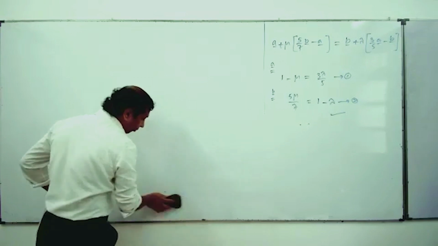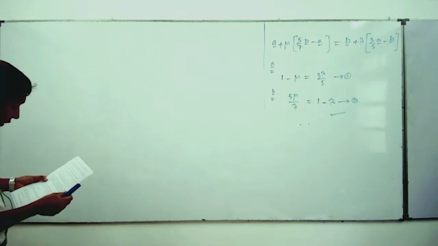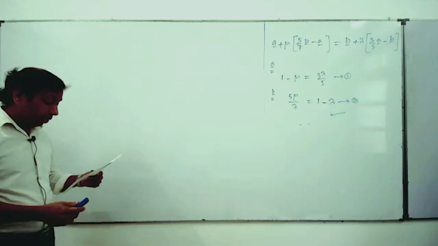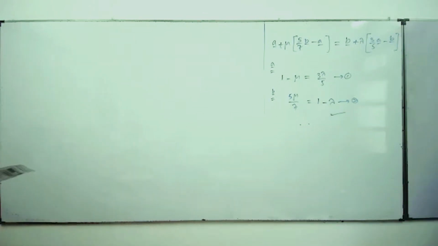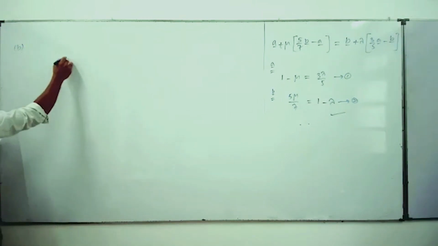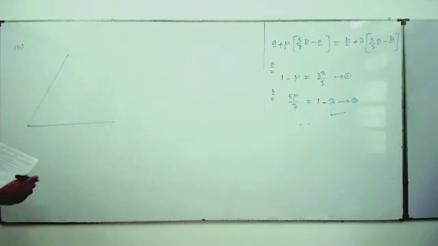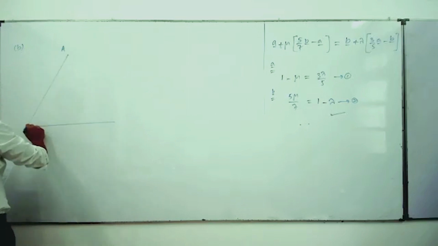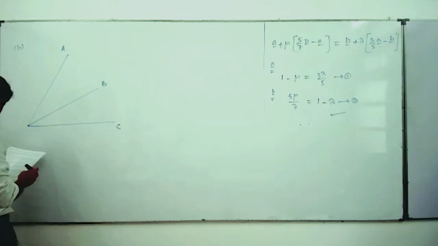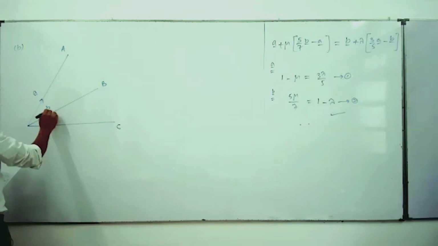Part B. Relative to a point O, the position vectors of 3 points A, B, C are a, b, c respectively. Here A, here B, here C. The position vector of this is simply a, this is simply b, this is simply c.